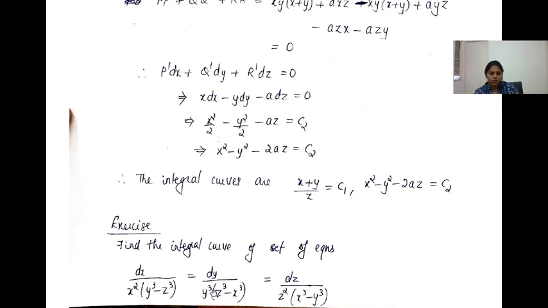Sorry, there is a small mistake here. It's y square actually. So you have x square, y cube minus z cube, then this is y square into z cube minus x cube, then z square into x cube minus y cube. So kindly do this question.